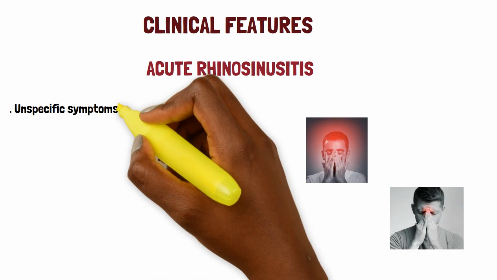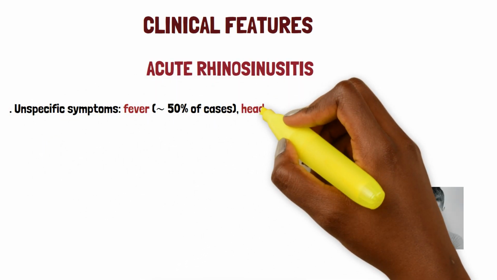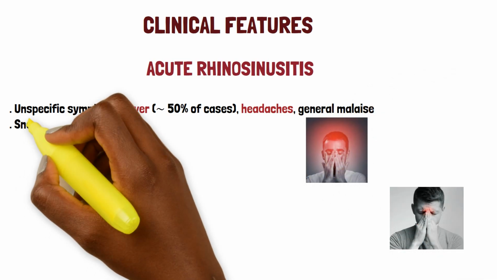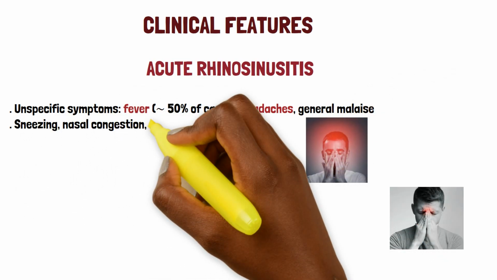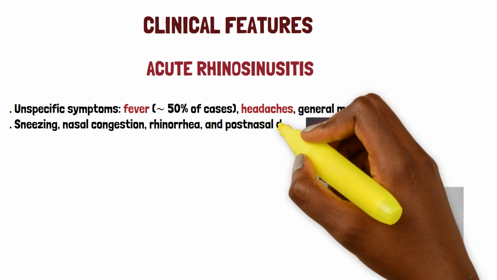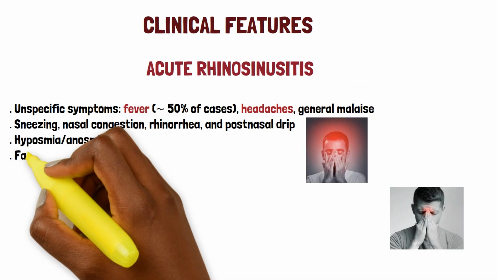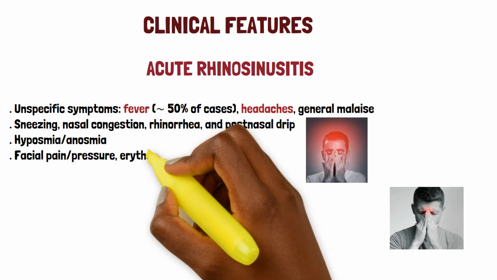On clinical features, acute rhinosinusitis. On unspecific symptoms, we have fever, which accounts for 50% of the cases, headache, general malaise, sneezing, nasal congestion, rhinorrhea, and postnasal drip. Hyposmia or anosmia, facial pain or pressure, and erythema.